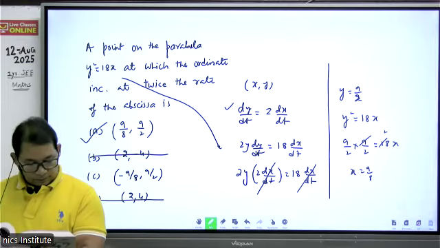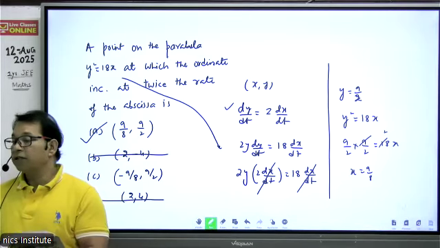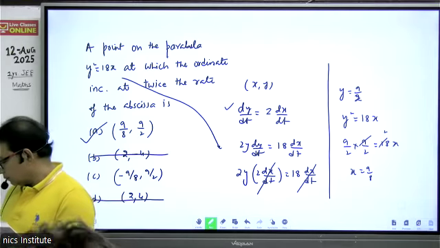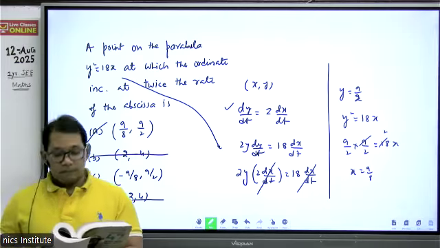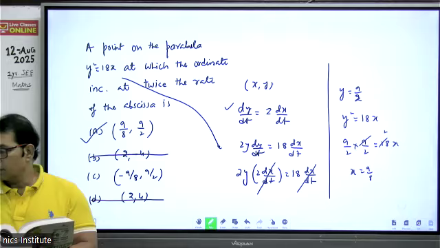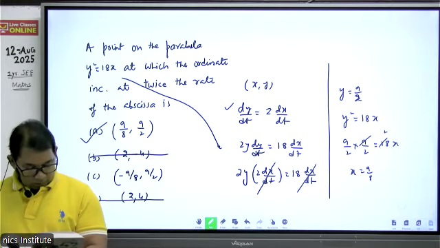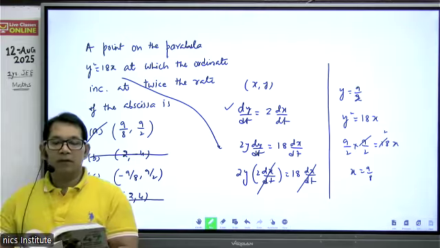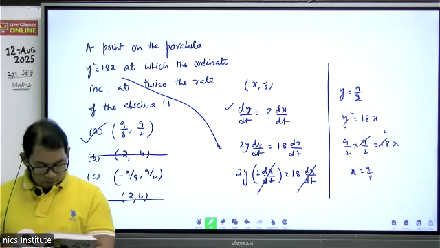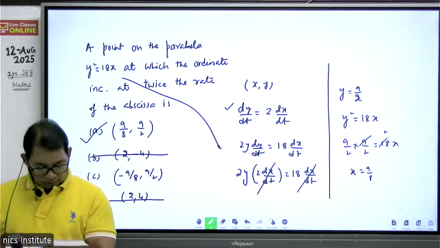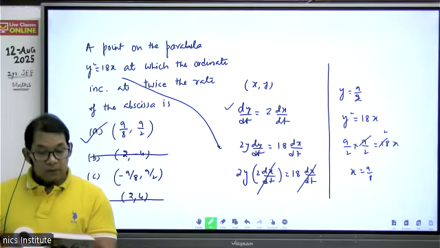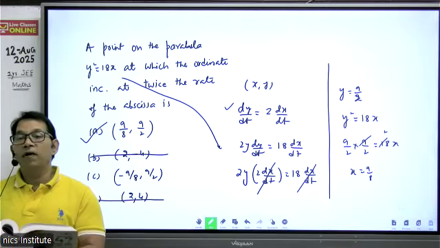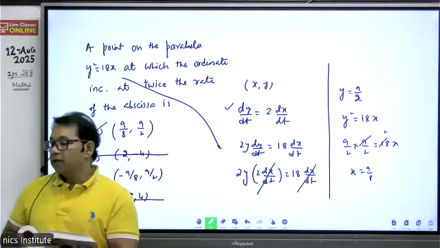Next question. It's a long question, so I need to write it. A cylindrical container is to be made from certain solid material with the following constraints.